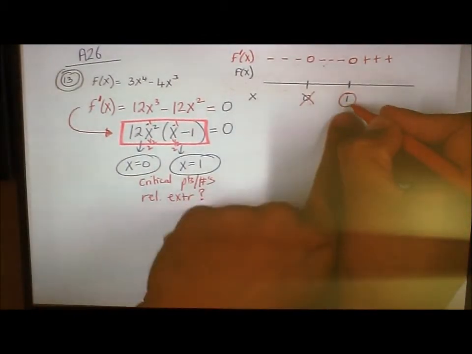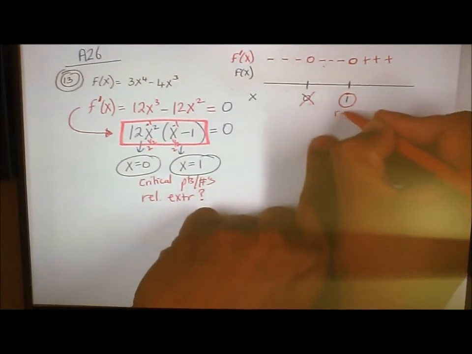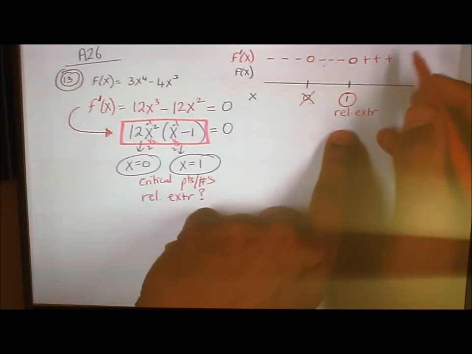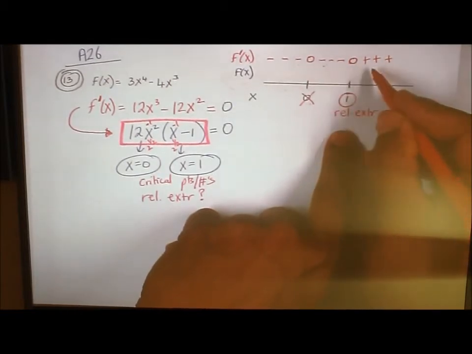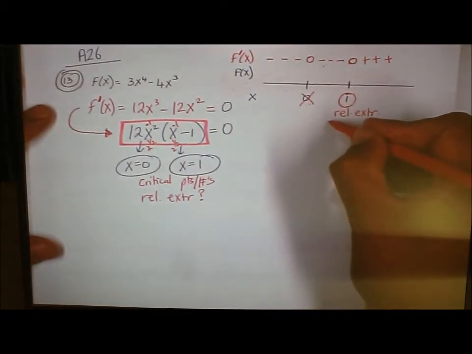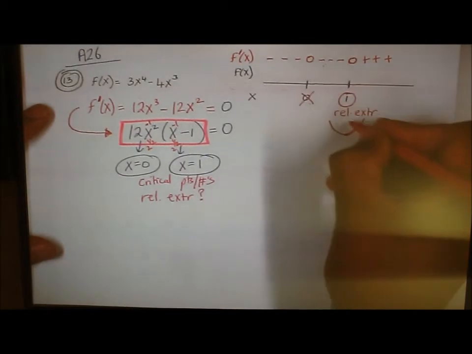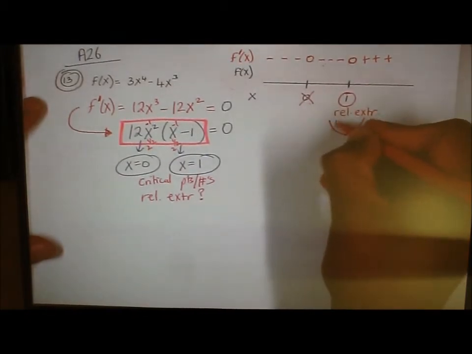If you have a change of sign, you have a relative extrema. Depending on how the sign changes, you either have a min or a max. Since I'm going from negative to positive, my shape at x equals 1 looks something like this, from decreasing to increasing. So therefore, this relative extrema is a relative minimum.